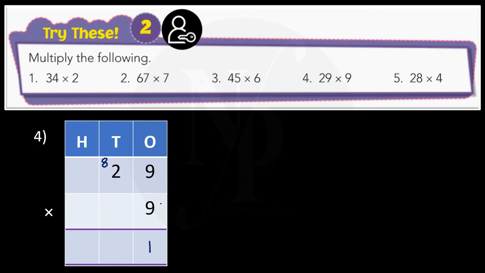And now we multiply 9 and 2. 9 twos are 18. 18 plus 8 is 26, and 26 tens are regrouped as 2 hundreds and 6 tens. Therefore, the product of 29 and 9 is 261.